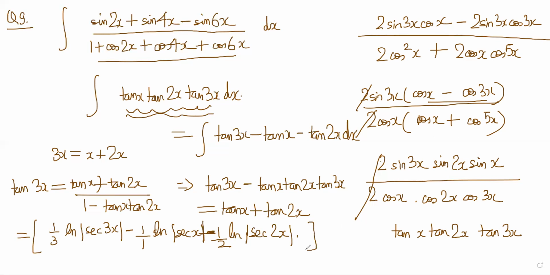This is the answer. The question was basically about being able to simplify the trigonometric expression and make it come like this. Once you have reached this form, after that you can use the fact that 3x is equal to x plus 2x, and you can write tan 3x, tan x and tan 2x as the sum and difference of individual tans. If you do that, you can easily integrate. Let's move on.